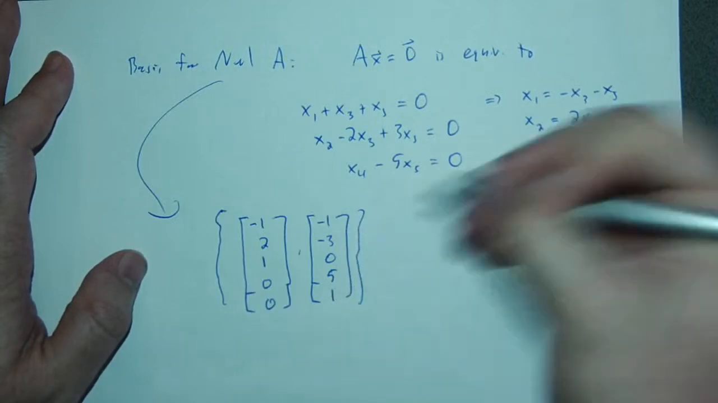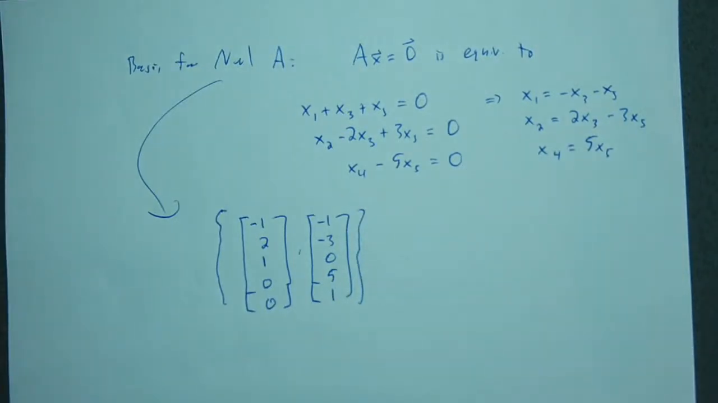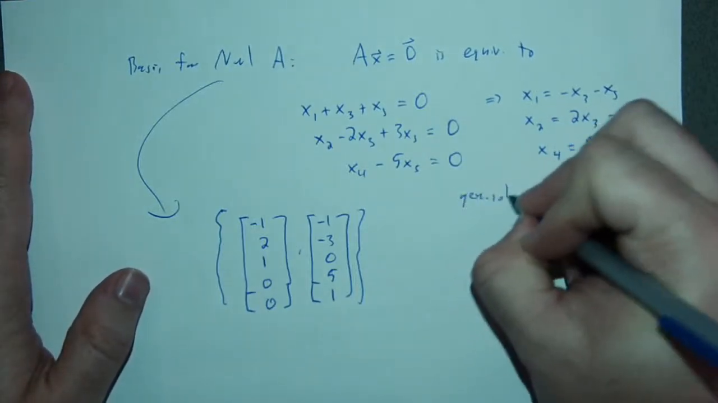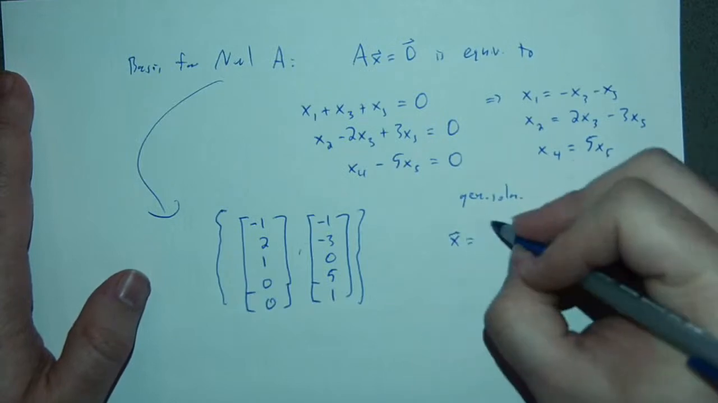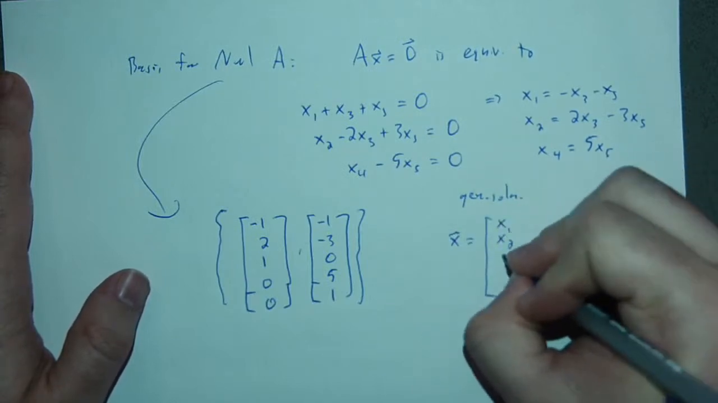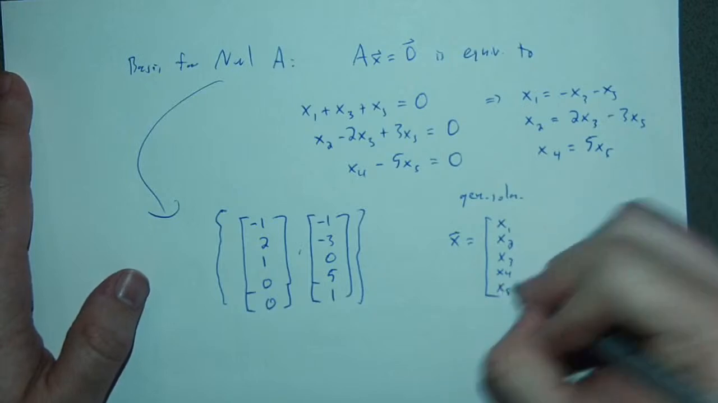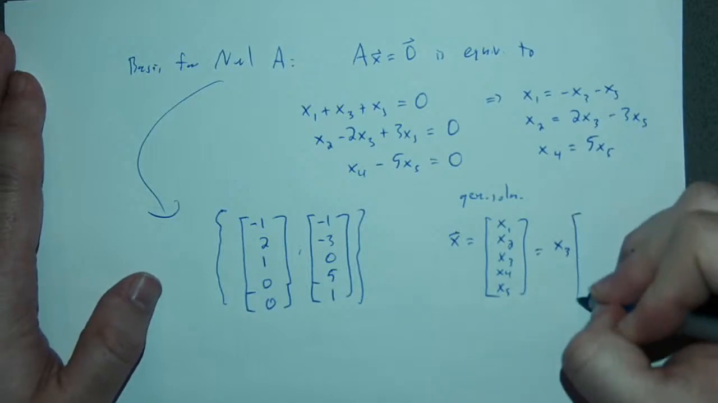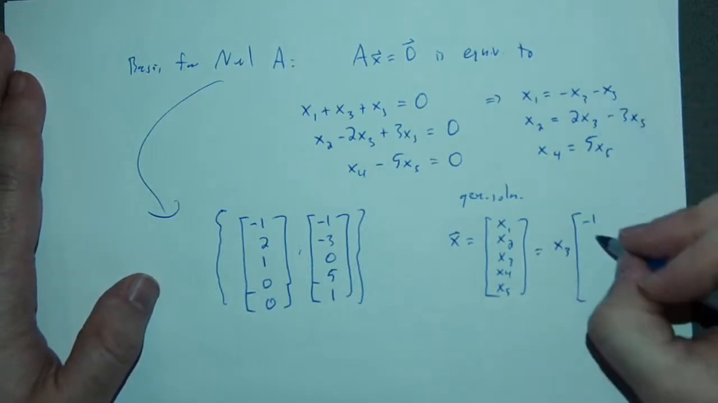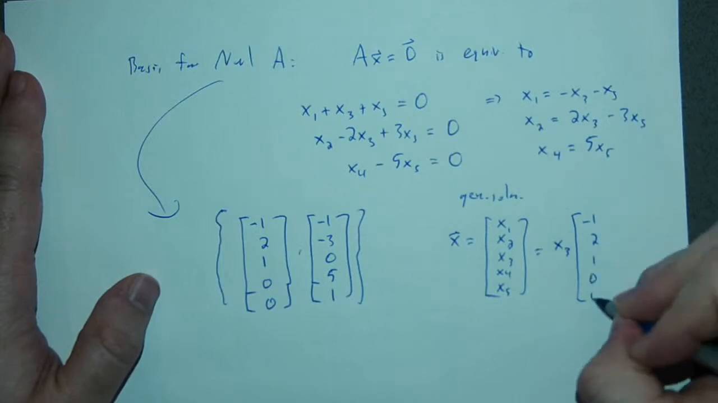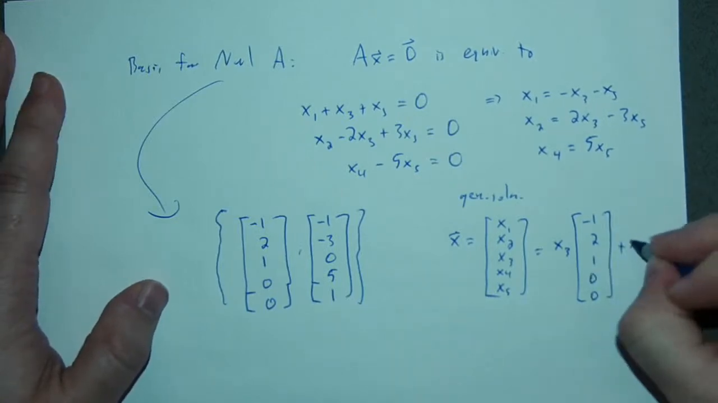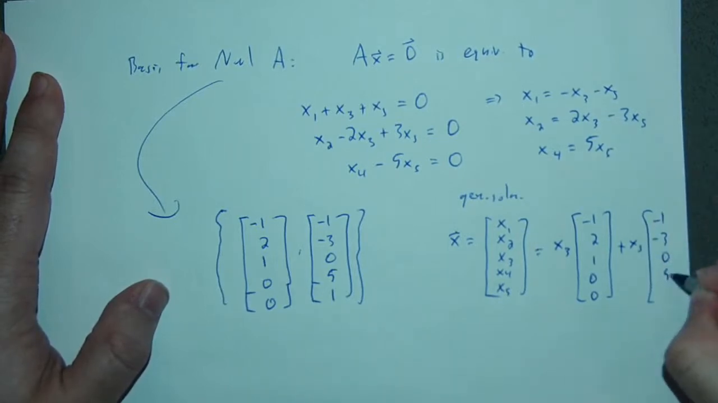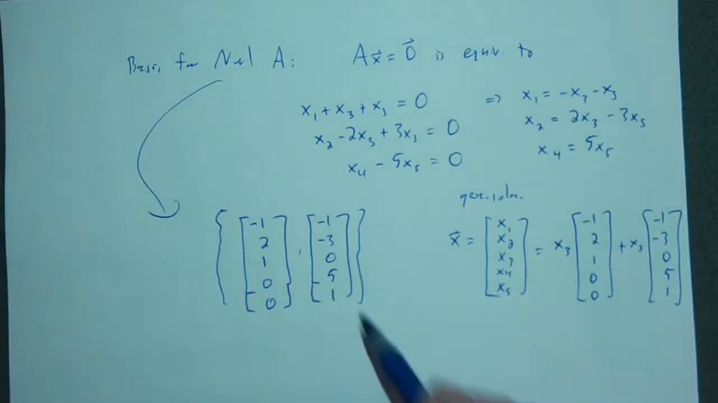This is what happens when you try to shortcut this. Of course, how did I get these numbers, right? I just rewrote this general solution. So here I ended up doing it anyway. So my general solution, which is x1, x2, x3, x4, x5, can be written as, I'm going to go ahead and write the linear combination. So this is x3 times minus 1, 2, 1, 0, 0, plus x5 times minus 1, minus 3, 0, 5, 1. All right, that's where I got this.